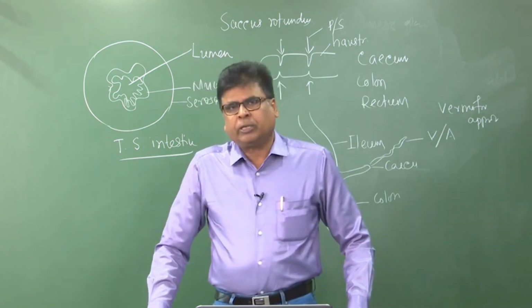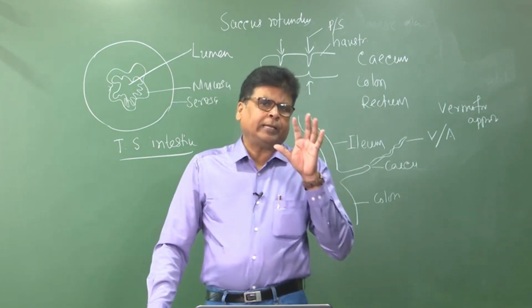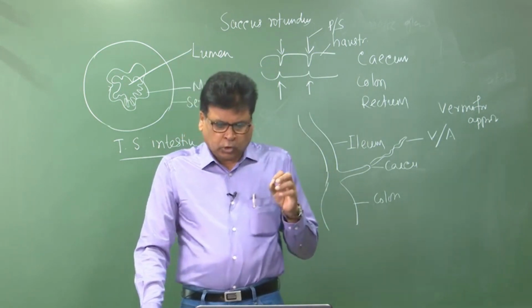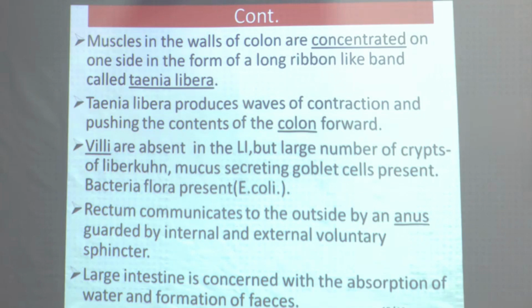So now come to the muscle. If I discuss about the muscles of this colon, what are they? The muscles in the wall of the colon are concentrated on one side in the form of a long ribbon like structure that is known as tenia coli, and the tenia coli produces waves of contraction, pushing the contents of the colon forward.